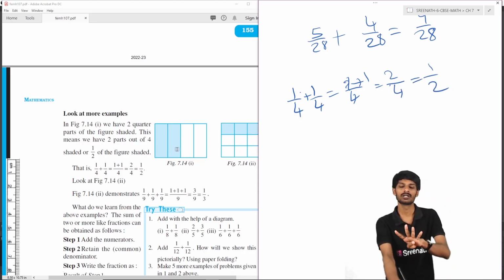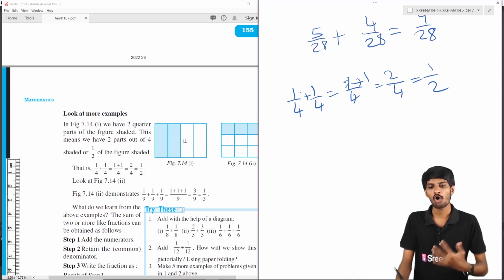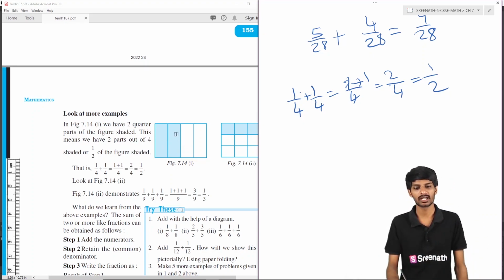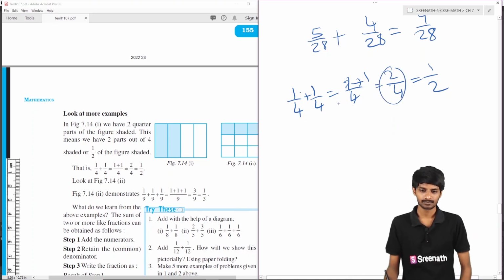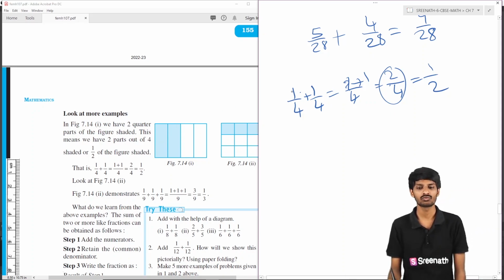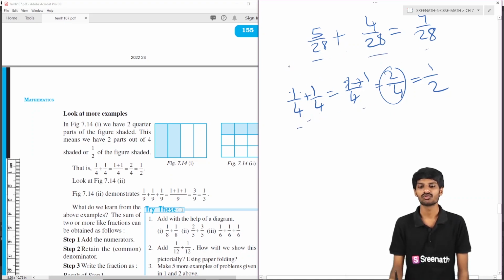Here there are 4 parts. How many parts are shaded? 2 parts are shaded, so you can write it as 2 by 4. Okay, students. Also there are 4 parts, and out of 4 parts, 2 parts are shaded. So 1 part, 2 parts. If you add also, you will get 2 by 4. So what can you understand from this? The denominator is the same, so you simply add the numerators.